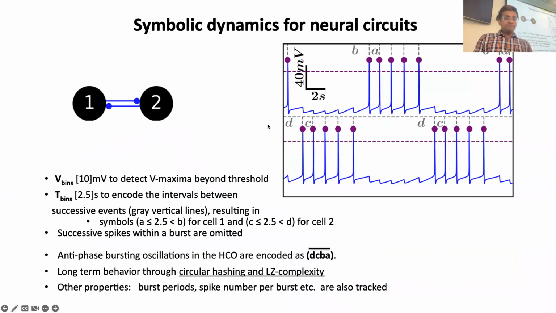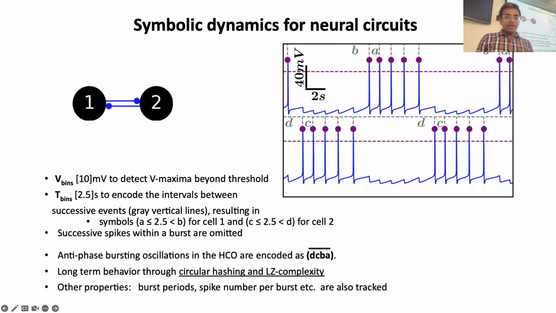Okay, so now how do you extend the symbolic scheme to study a simple network like a half-center oscillator? These two cells are mutually inhibiting each other. Again, you use a partition in voltage, and we are only looking at events above this purple line. We are also using a time partition of 2.5 seconds. If the time interval between successive events is greater than 2.5 seconds, we mark it by the symbol B. If it's less than 2.5 seconds, you mark it by the symbol A. That tells you whether it's an interburst interval or an interspike interval.